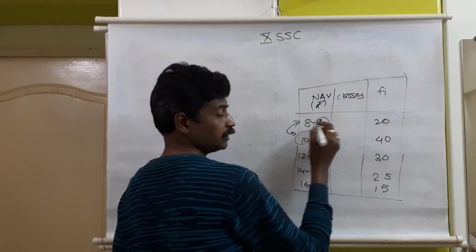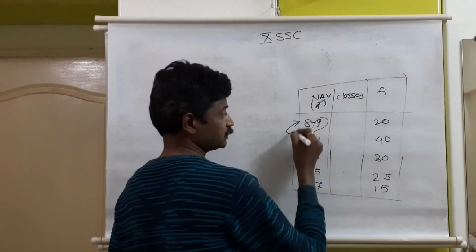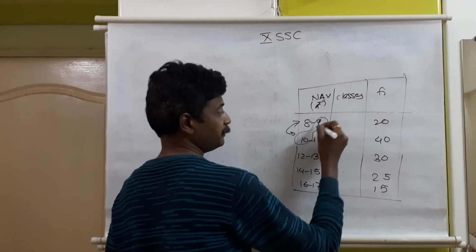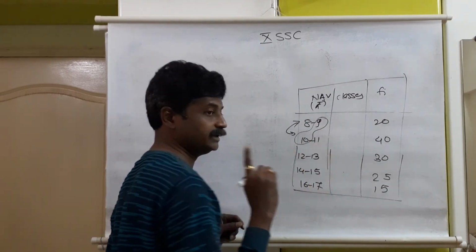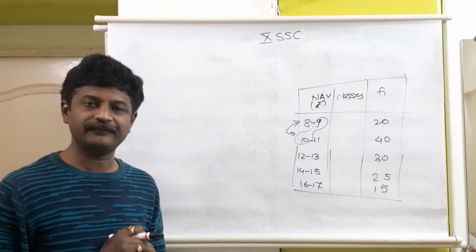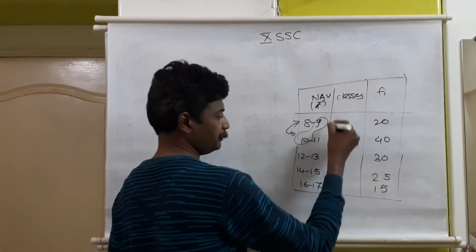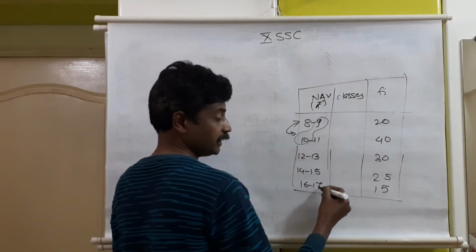Difference between upper and lower limit of successive classes. These successive classes we choose. Then the difference between the upper and lower limit is here: 10 minus 9, 1, divided by 2, 0.5. Add 0.5 to all the upper limits. These are all the upper limits. We have to add 0.5.